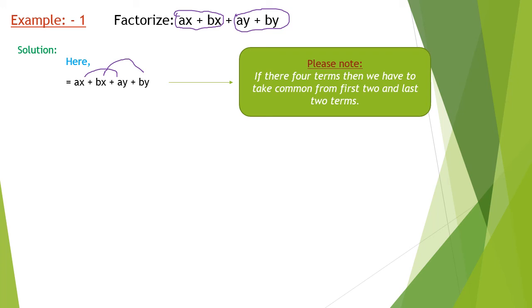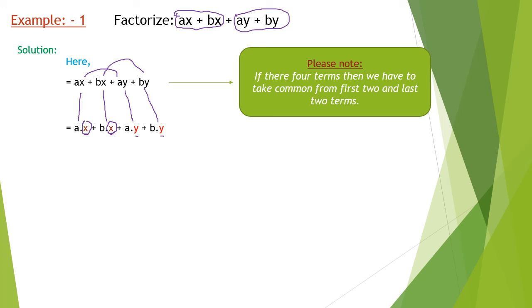Let's factorize first. Ax can be written as a·x, bx can be written as b·x, ay can be written as a·y, and by can be written as b·y. You can see by the color, the x in brown is common from the first 2 terms, and the y in red is common from the last 2 terms. So we can circle it also, isn't it? We can circle this common. If there are 4 terms, then we take common from the first 2 terms and last 2 terms.